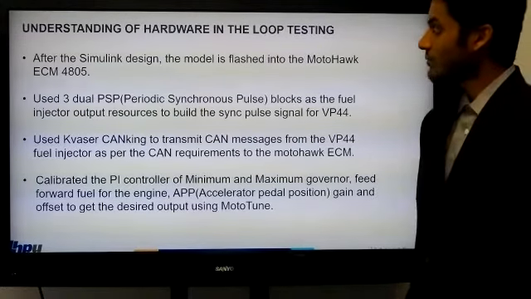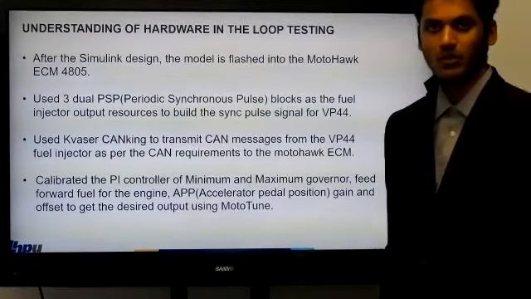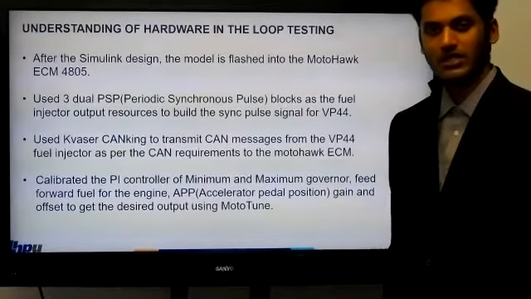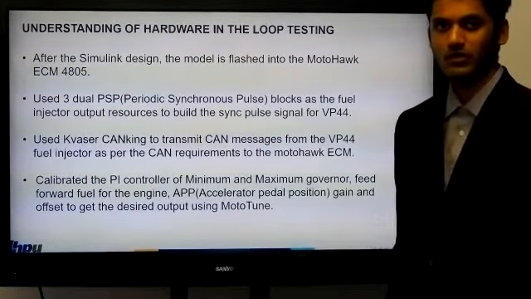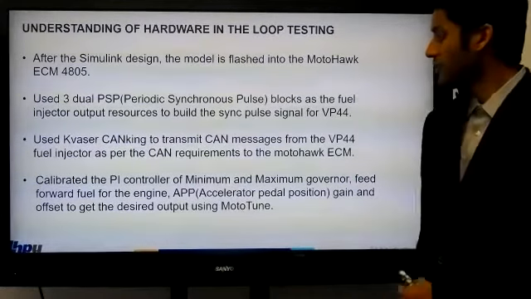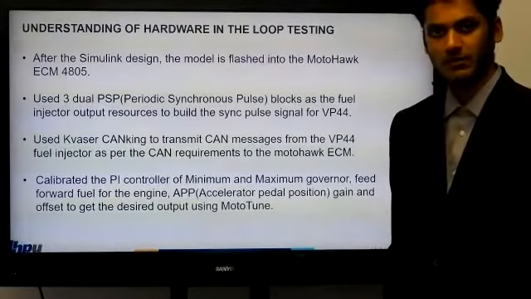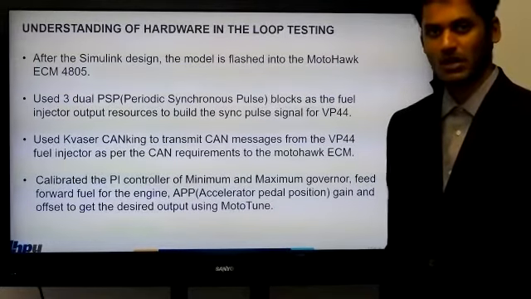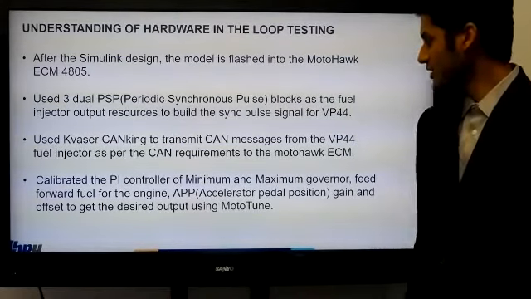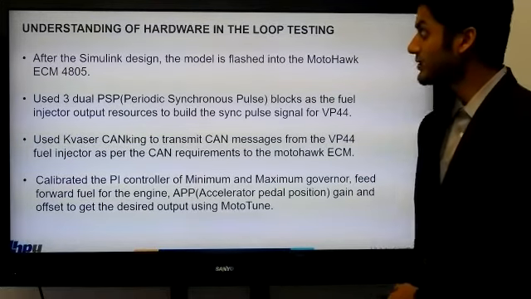So my basic understanding of hardware-in-the-loop testing: after the simulating design, we flashed the model onto the Motor ECM 4805, used 3 dual PSP blocks as fuel injector output resources for the VP44 to build a sync pulse signal, used CAN-KIN to transmit CAN messages from the VP44 as per the CAN requirements to the Motor ECM, calibrated the PI gains of the min and max governor, feed forward fuel to the engine in order to make the engine run to the min governor or max governor, and also calibrated APP gain and offset to produce the desired output for the engine.